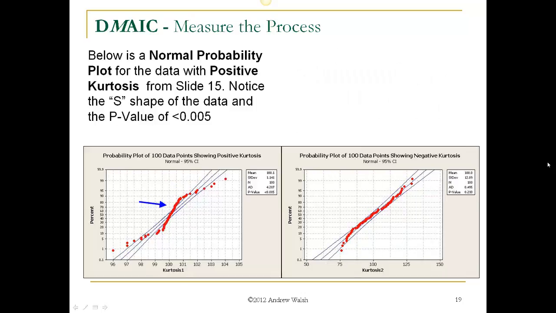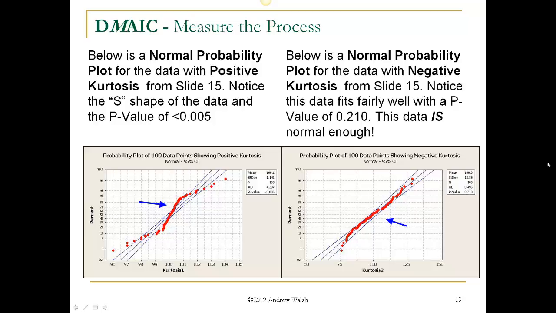And below is the normal probability plot for the data with positive kurtosis from slide 15. Notice the S shape of the data and the p-value of less than 0.005. Very little of the data is actually within the lines there where we expect it to be. And below is a normal probability plot for the data with negative kurtosis from slide 15. Notice this data fits fairly well with a p-value of 0.210. This data is normal enough, and you can feel comfortable performing statistical analysis for normally distributed data.